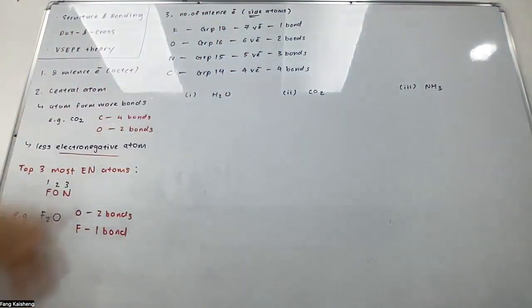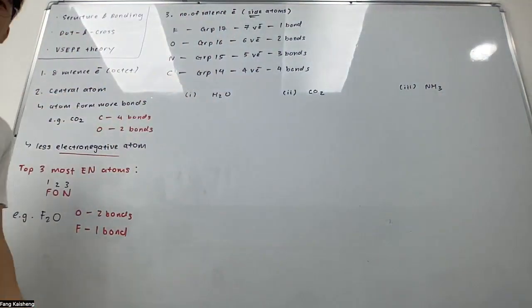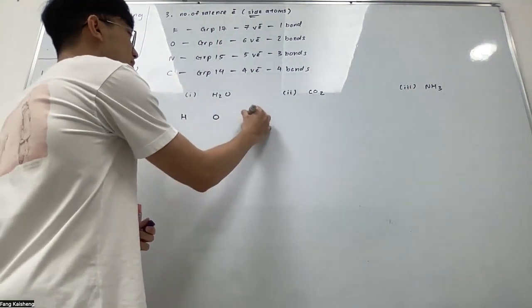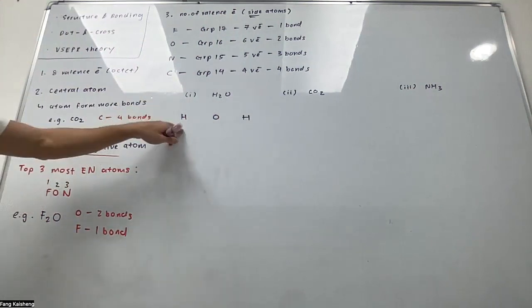Some ideas over here, I think there's no problems. These are just for me to tell you guys how we can draw all this. So the first one, oxygen is in the center. How many bonds do the side atoms form?